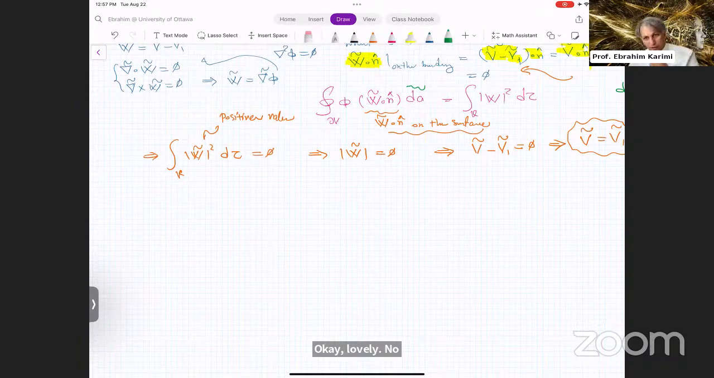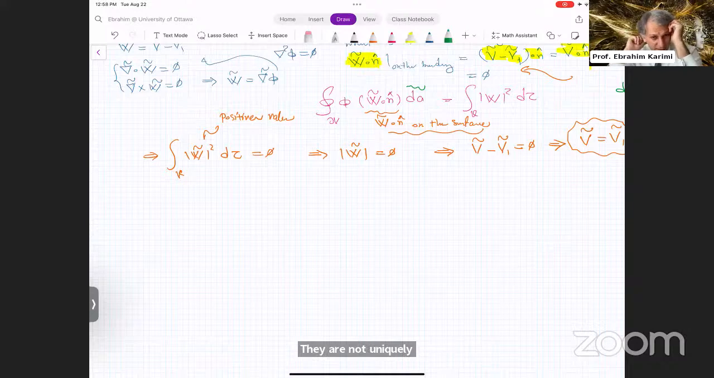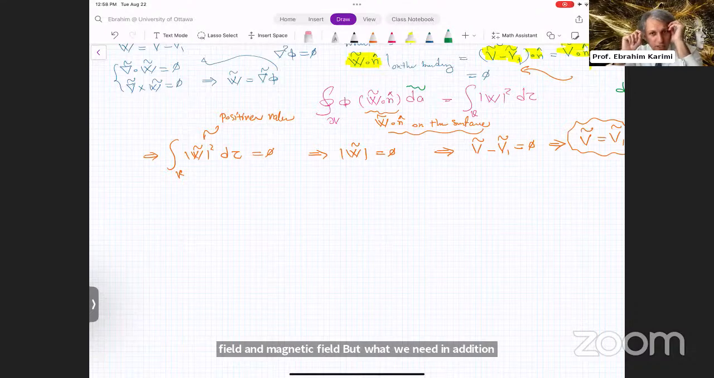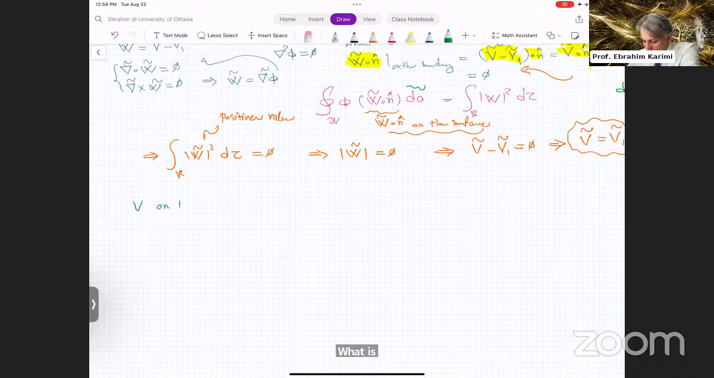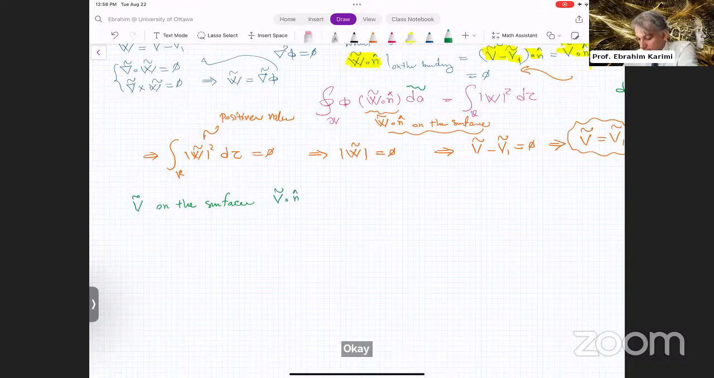Now, that's the reason that Maxwell equations by themselves are not uniquely determining the electric field and magnetic field. What we need in addition to the Maxwell equations is a boundary condition. What is happening with the vector V on the surface? V dot n should be known on the surface. Of course, there is another way.